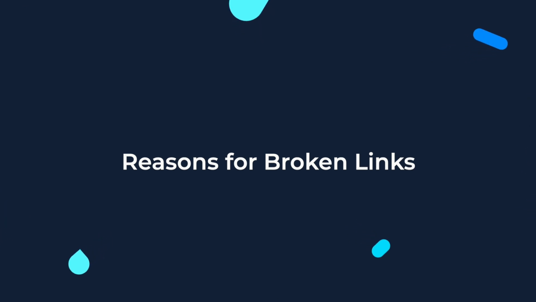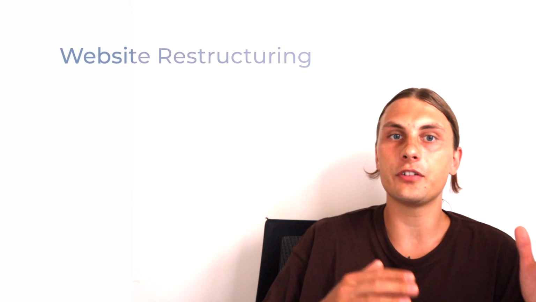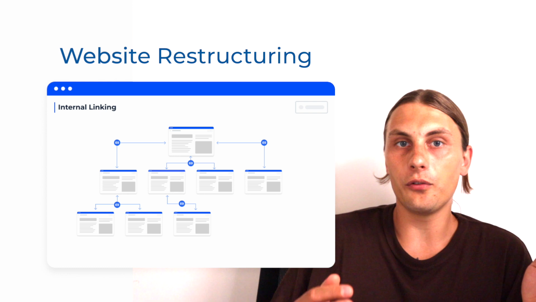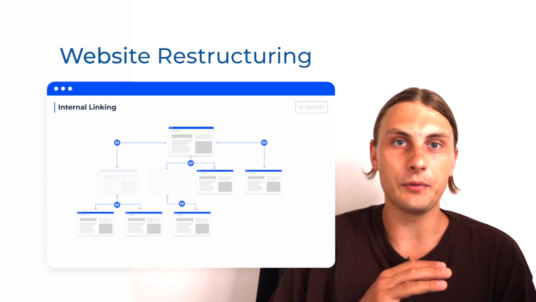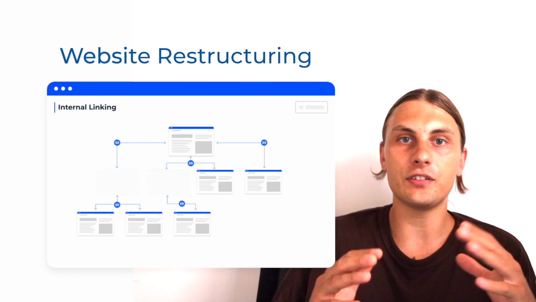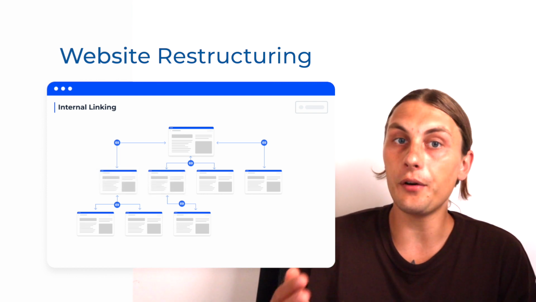Now let's explore some of the most popular reasons why broken links occur, so you can better understand how to prevent them in the first place. One common reason for broken links is website restructuring. As websites evolve, content gets moved, deleted, or renamed. If the links pointing to these pages are not updated accordingly, they become broken links.